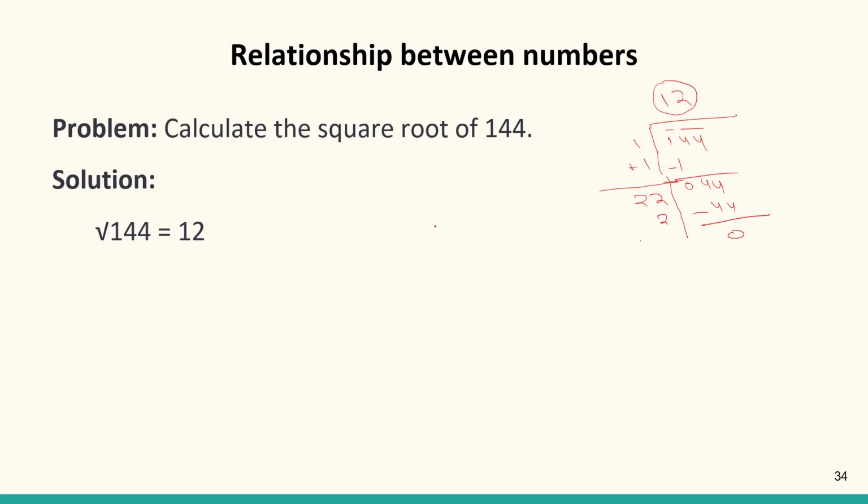144 is the square of 12. So 12 square is equal to 144. Okay, so this implies that positive square root of 144 is equal to 12. Okay, this is the answer.